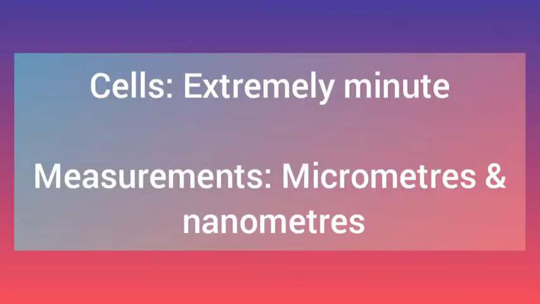Cells are extremely minute in size. We cannot see these cells with our naked eyes. Micrometers and nanometers are the units used for measuring their sizes. As we have seen, a compound microscope is used for observing these cells as they are very minute. An object on a glass slide is magnified several times by the lenses of this microscope.